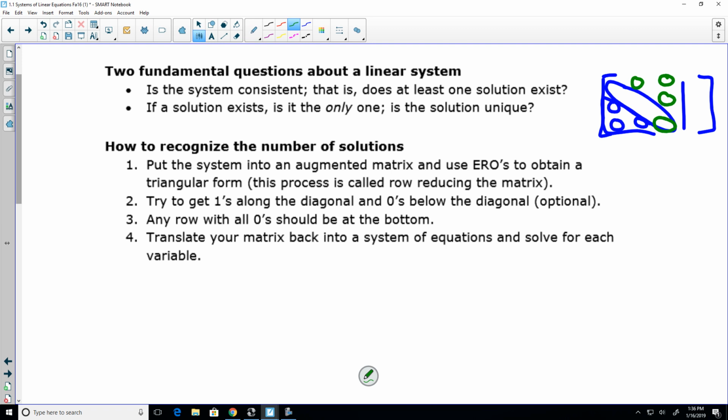So your goal is to try to get ones along the main diagonal and zeros below. What you want is to have ones here, here, and you want to get zeros below. If you can do that, then you got a solution. Then it'll also be easier to substitute once you get those ones.